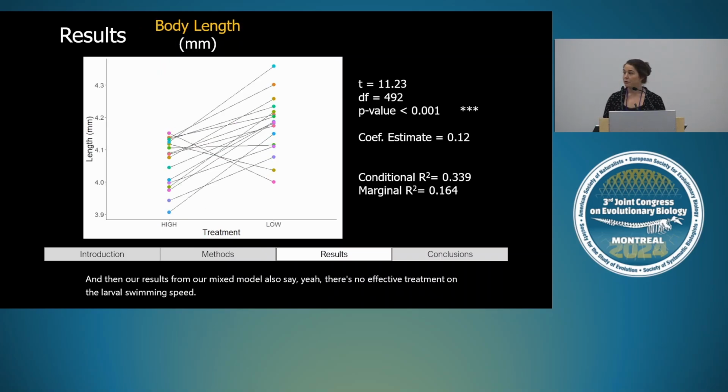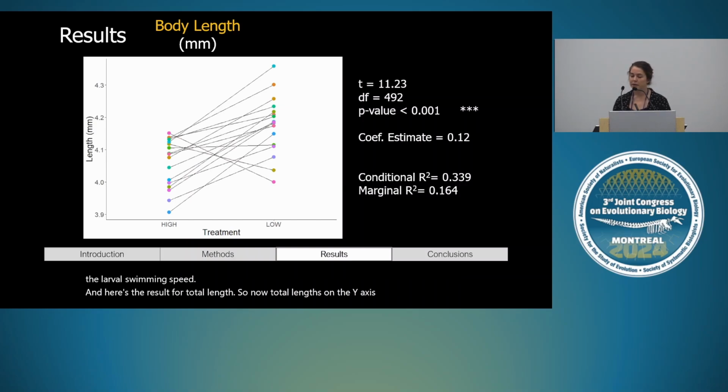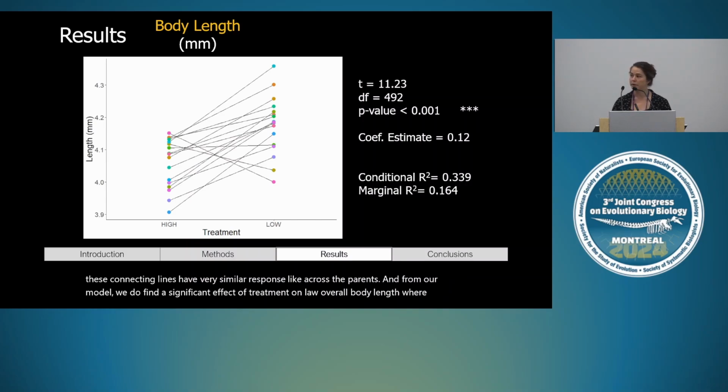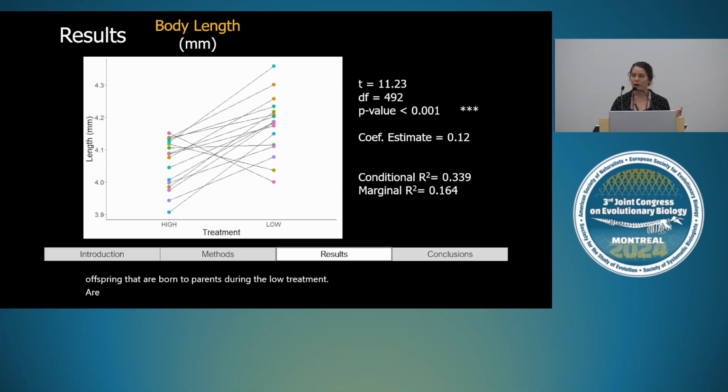And here's the result for total length. So now total length is on the y-axis. And the reaction norm here looks more like what we can interpret as a plastic response, right? Where most of these connecting lines have a very similar response across the parents. And from our model, we do find a significant effect of treatment on larval body length, where the offspring born to parents during the low treatment are longer than offspring born to those same parents on the high treatment. So that's what I expected in terms of thinking about a dispersal-related trait.